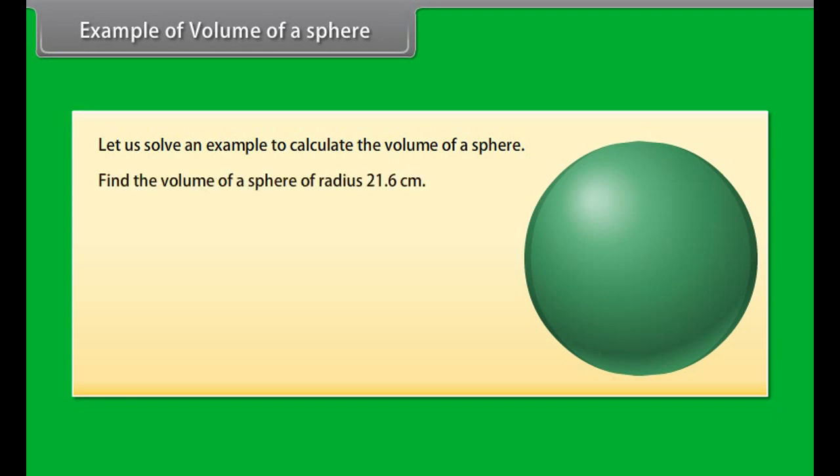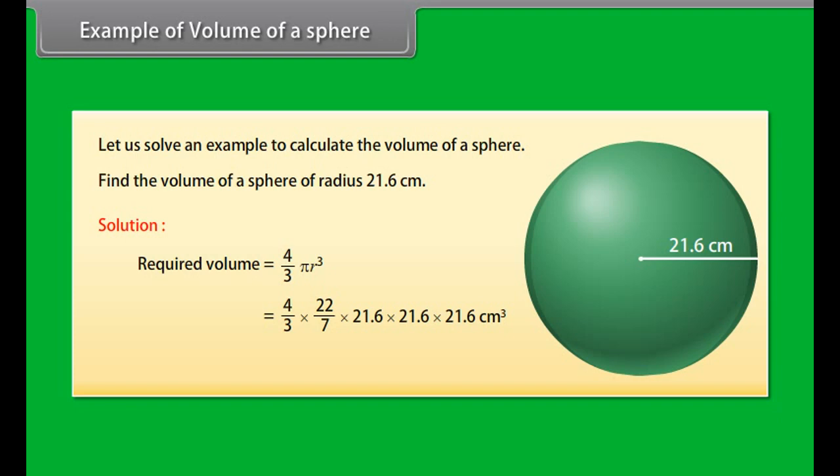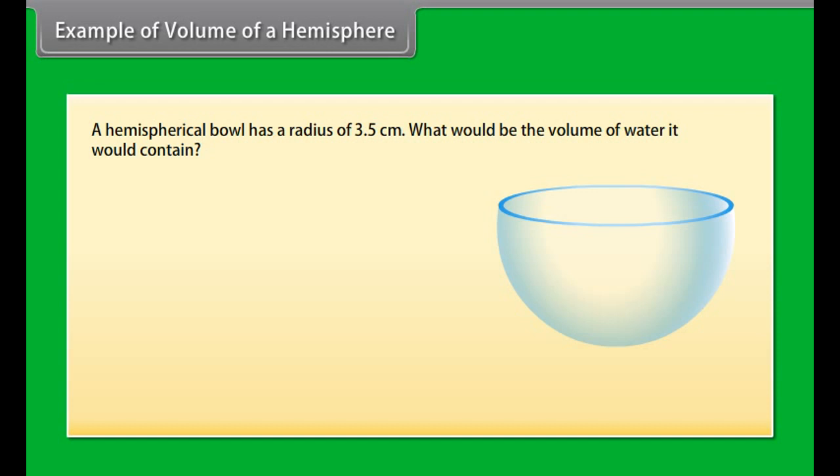Volume of a sphere. A sphere is a perfectly round geometrical object in three-dimensional space, such as the shape of a round ball. The volume of a sphere is given by 4 upon 3 pi r³, where r is the radius of the sphere. A hemisphere is the exact half of a sphere, and its volume is half the volume of a sphere. That is, volume of a hemisphere is 1 upon 2 times 4 upon 3 times pi r³, which is equal to 2 upon 3 pi r³, where r is the radius.